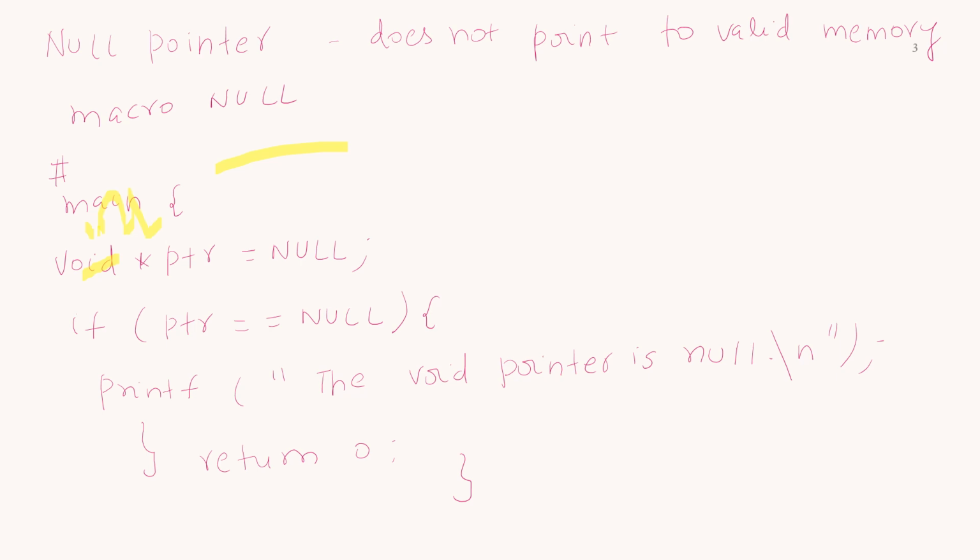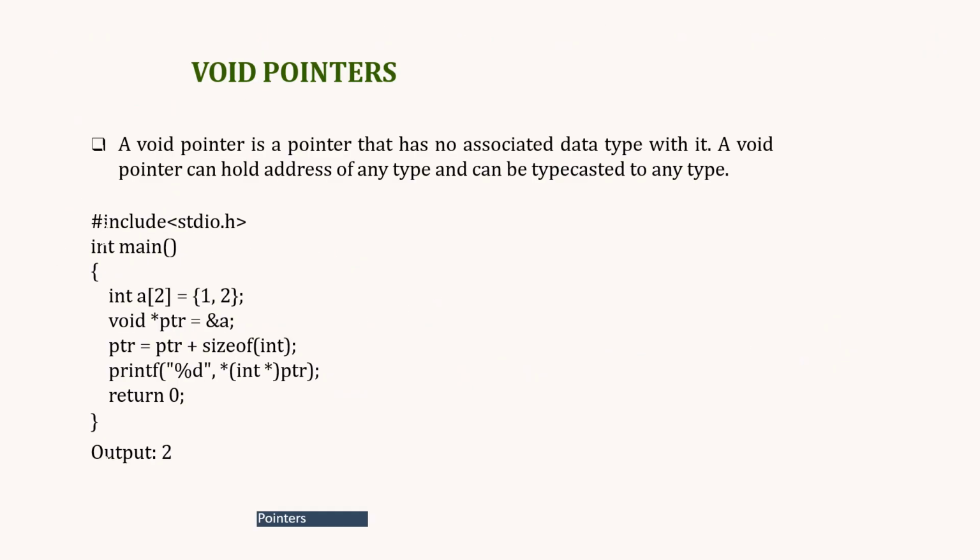So in this example, this ptr is an integer pointer which is initialized to NULL. So the condition ptr is equal to NULL will check that the ptr pointer is null and it prints the message accordingly. Then here you can see one more example related to the void pointer. So again, the void pointer is a pointer that has no data type associated with it. So it can hold the address of any type and it has to be typecast before dereferencing.